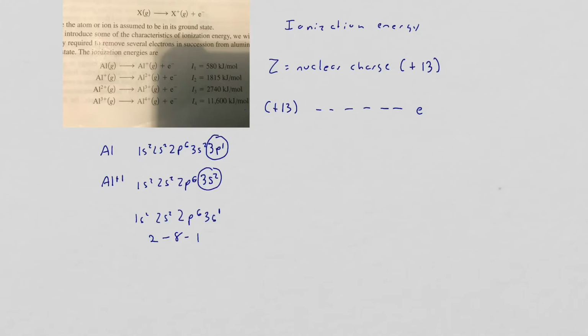This video is on ionization energy. Ionization energy is the amount of energy in kilojoules per mole required to remove a mole of electrons from a mole of atoms. It is always an endothermic process with a positive delta H, and the reason why is because the nucleus has a nuclear charge that's positive.